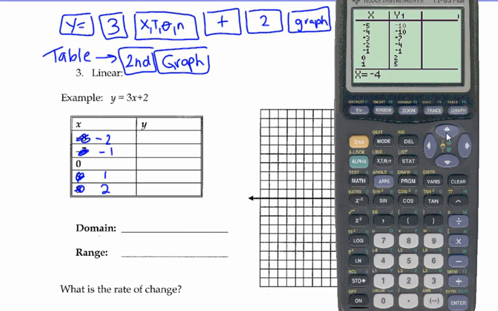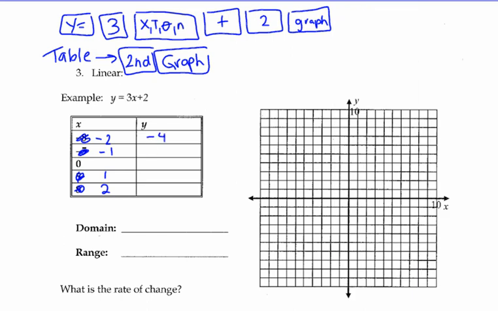And you can use the up arrow and the down arrow to scroll through different values. And there it is. So when x was -2, what's y? Okay, it's -4. When x was -1, y was -1, 0 was 2, 1 was 5, and then 8.